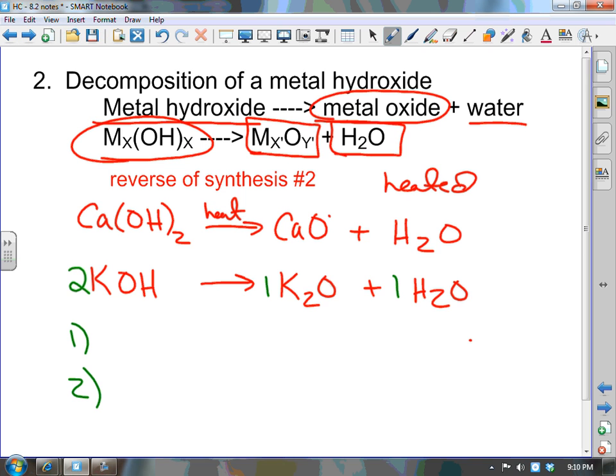As in the past examples, do 2 more. Randomly pick a different element. Also, don't stay with the same charge. Just because I did potassium here, don't do sodium and lithium because they're also plus 1. Change up the charges.